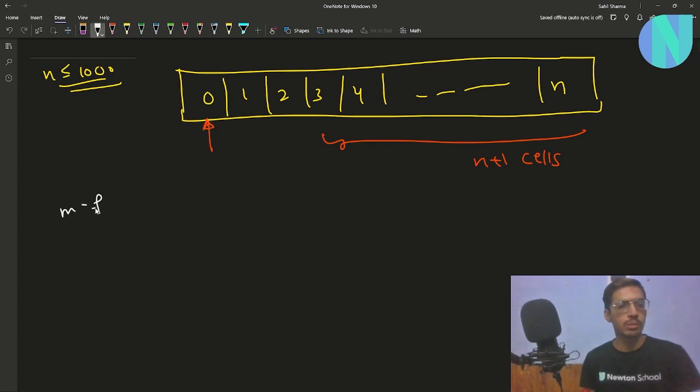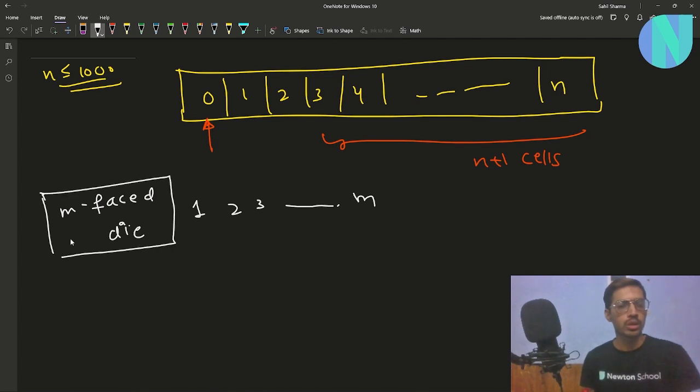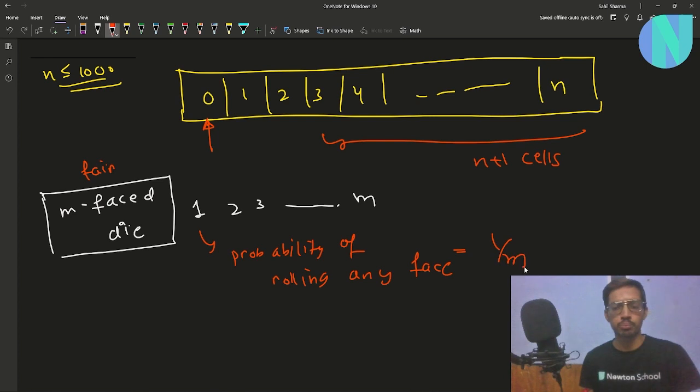Along with this, we have been given an m-face die where faces are numbered 1, 2, 3, so on up to m. Also, this is a fair die, so there is an equal chance of rolling any face. So the probability of rolling any face is equal to 1 by m, right?